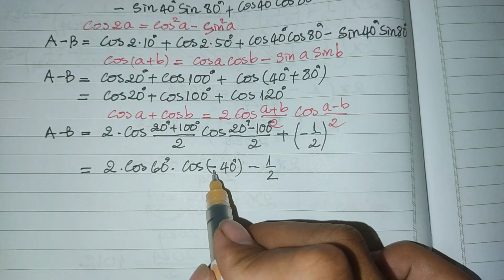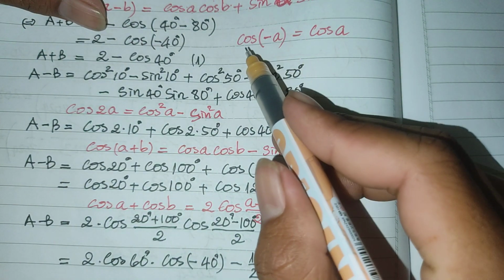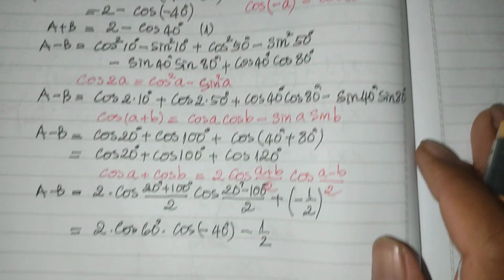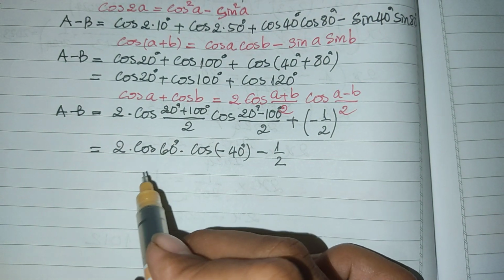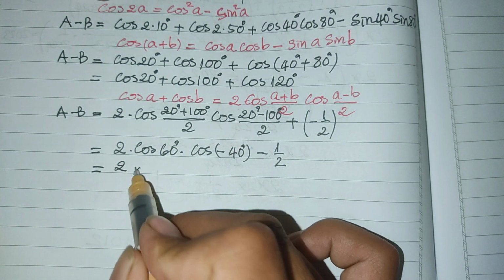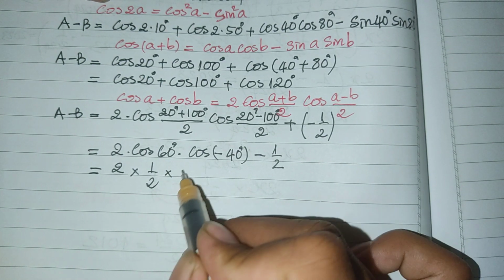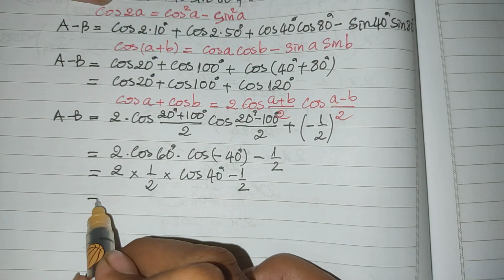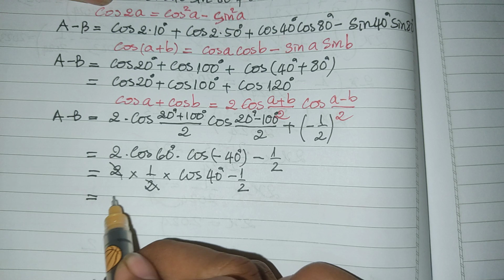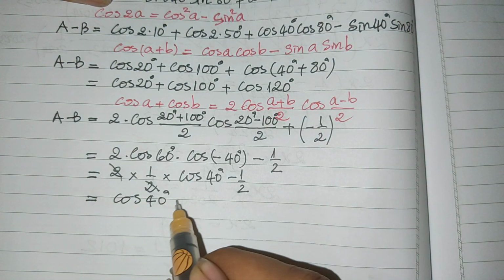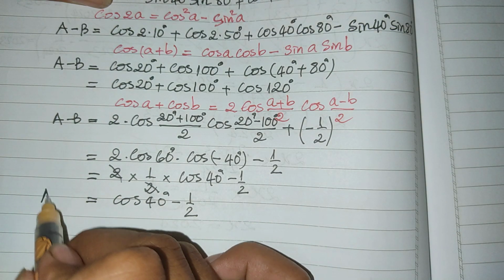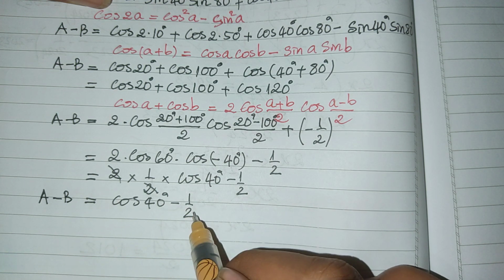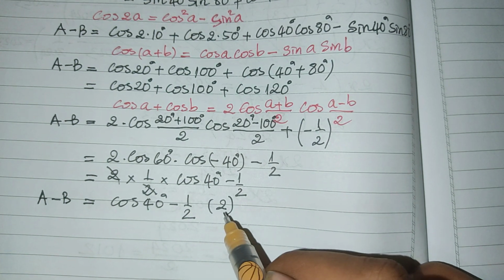And for now we use the formula also like this: cosine of minus a is equal to cosine of a. And cosine of 60 degrees is equal to 1 divided by 2, multiplied by cosine of 40 degrees, minus 1 divided by 2. We simplify this, we get cosine of 40 degrees minus 1 divided by 2. So a minus b is equal to cosine of 40 degrees minus 1 divided by 2, and let this be the second equation.